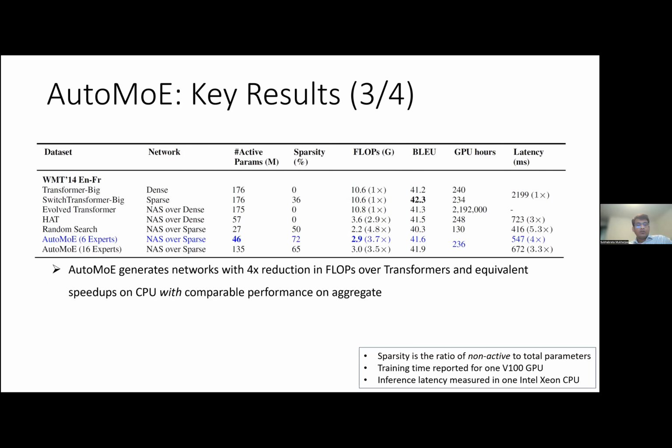Okay. So if we look at AutoMoE, we find in general that it reduces both the flops and the latency on an average by 4x on an aggregate. So it has parity in performance to transformer big, that is a dense model. But with regard to, say, the switch transformer big, we see a 1-point regression on an aggregate across all the tasks.